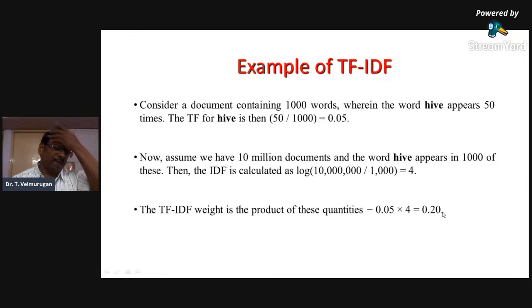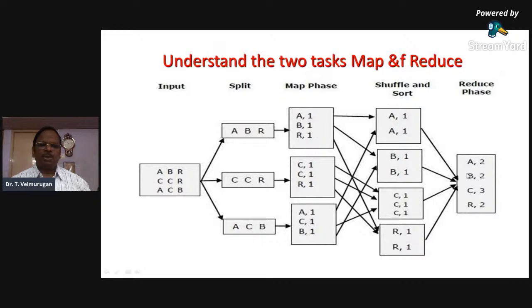0.20. Like we can find out the frequency of a particular word which is available. For example, if the database contains 10 million documents and in which the word hive contains 1,000 times, how can we understand the map and reduce task?